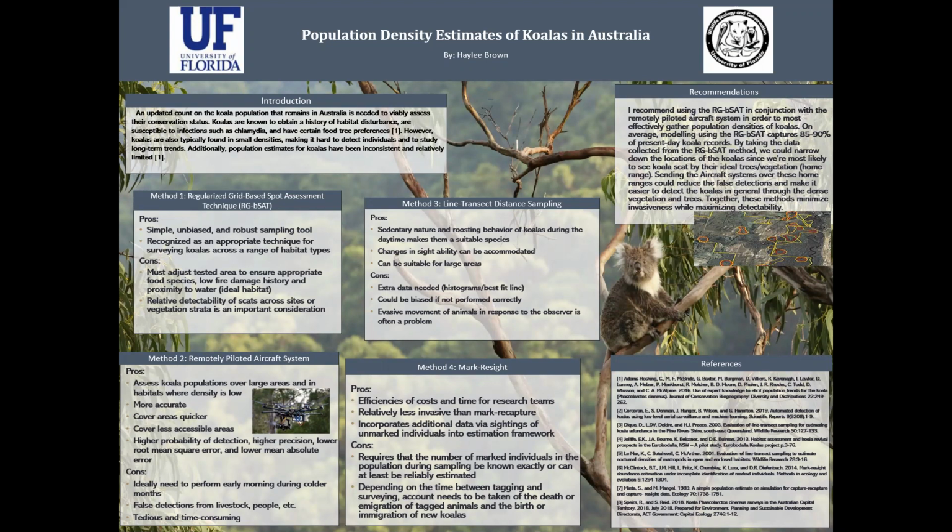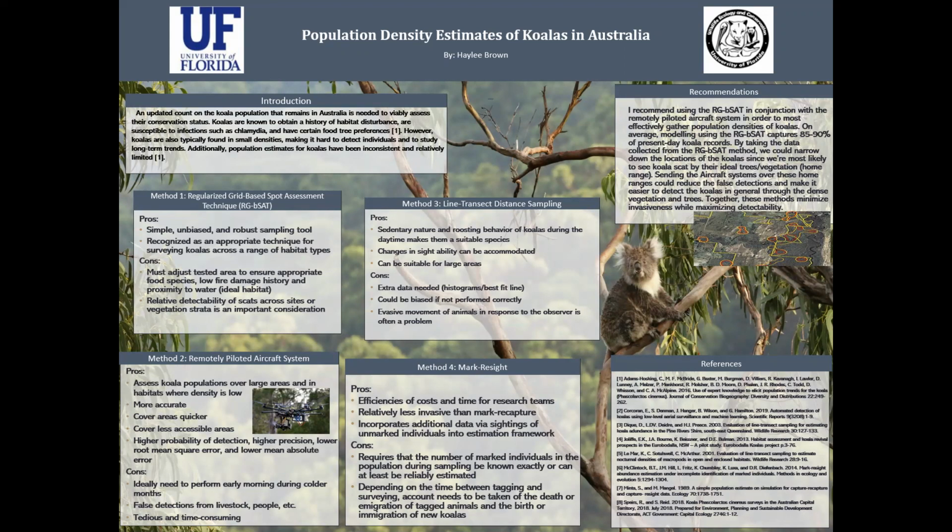The second method I'm going to review is the remotely piloted aircraft system. And this is just flying an aircraft system over the koala's ideal habitat with infrared detectors. And then we can use object detection algorithms to detect each of the individual koala's heat signatures. And further mapping and calculations could tell us an estimate on this population.